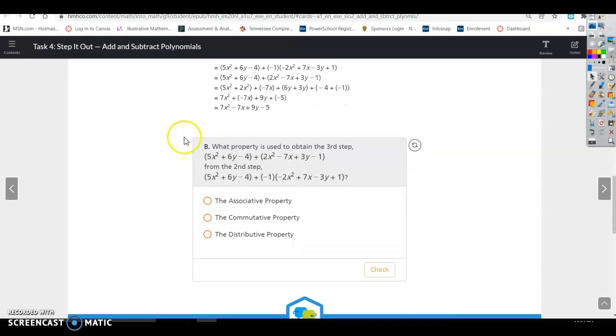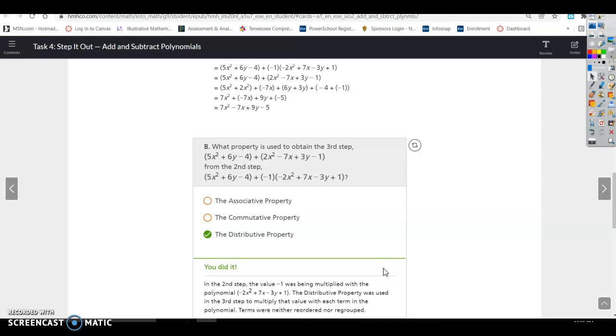Alright, so it says what property is used to obtain the third step? 5x squared plus 6y minus 4 plus 2x squared minus 7x plus 3y minus 1. Alright, if you look at that from step 2, this right here came from multiplying that negative sign by everything inside of that parentheses. Alright, so that's the distributive property that we talked about when we looked at this up here. So they did distribute that negative sign so that it was easier to combine like terms.